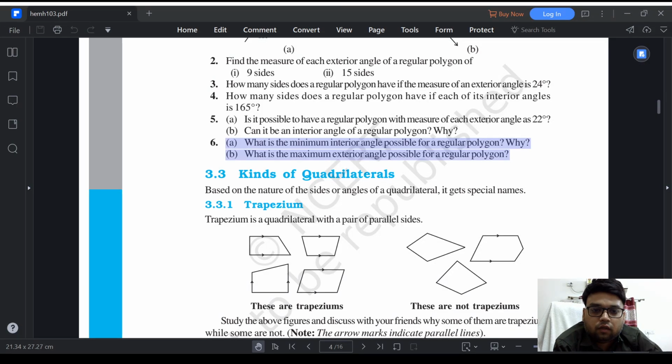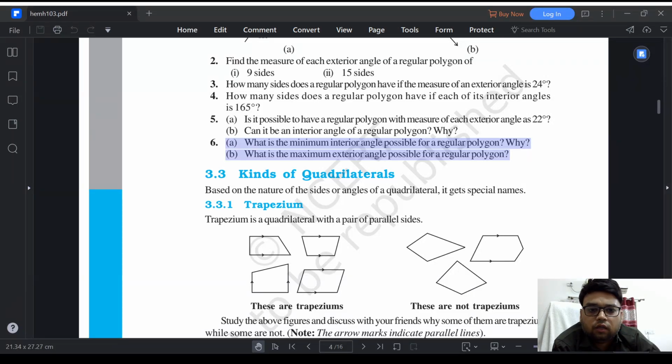Look at here. As we have studied, the sum of interior angles will be equal to n minus 2 into 180 degree, or we can say that to calculate each interior angle, we divide this sum of interior angles by the number of sides. So what will be the smallest, minimum interior angle possible for the regular polygon?